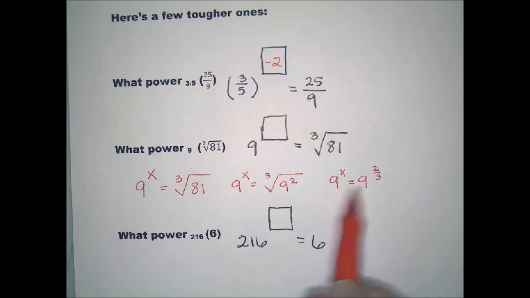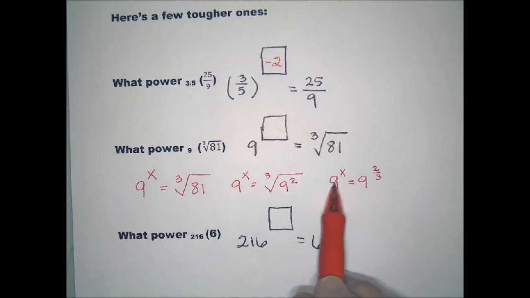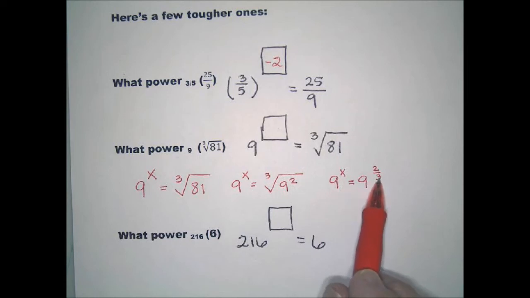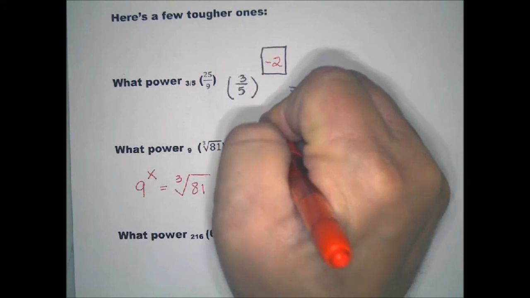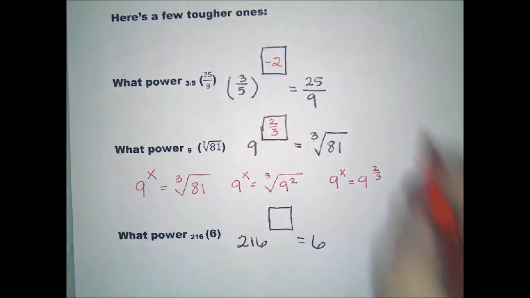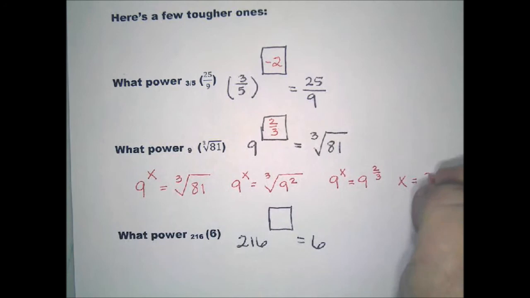And now that I have two numbers written with the same base, if 9 raised to the x equals 9 raised to the 2/3, then x must equal 2/3. 2/3 must be my answer. And now the last one. What power turns the number 216 into the number 6?